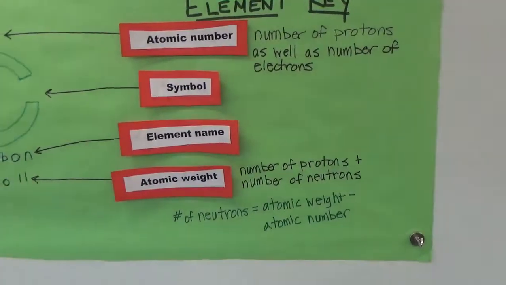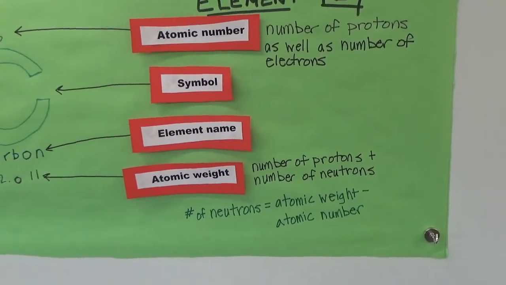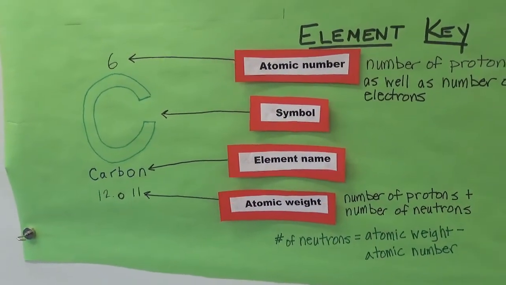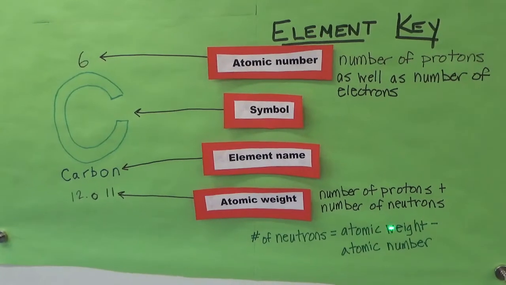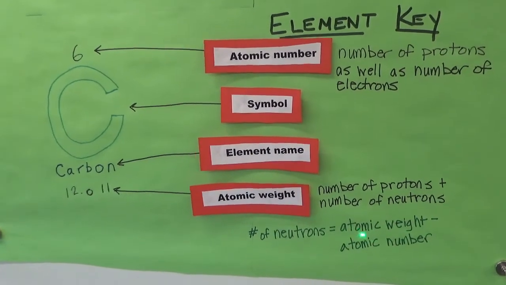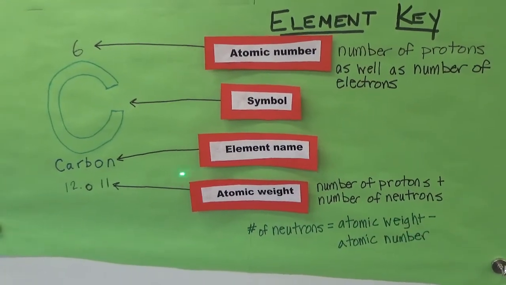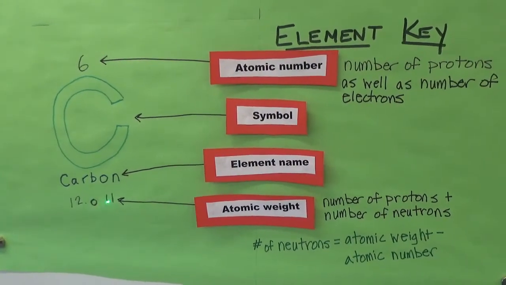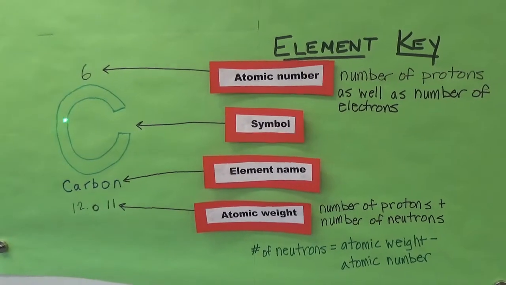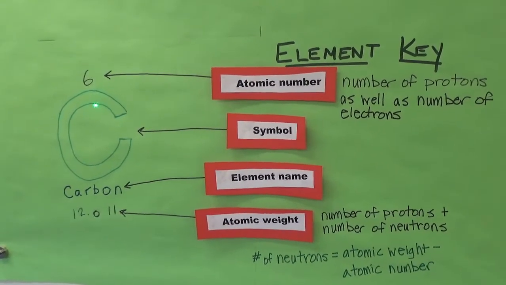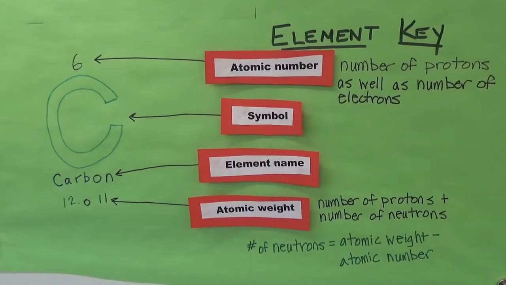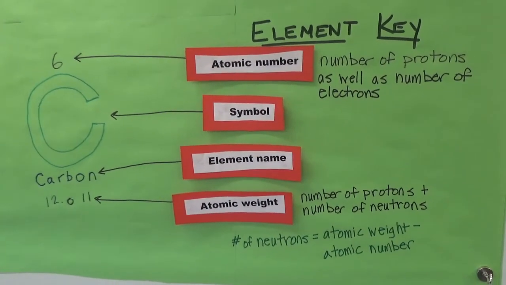Now the last number to figure out is the number of neutrons. So what we're going to do is subtract the atomic number from the atomic weight. For the case of carbon, we're going to subtract 12, rounded to the nearest whole number, minus 6. And carbon has 6 neutrons. Now the best way to get to understand this information is by practicing.